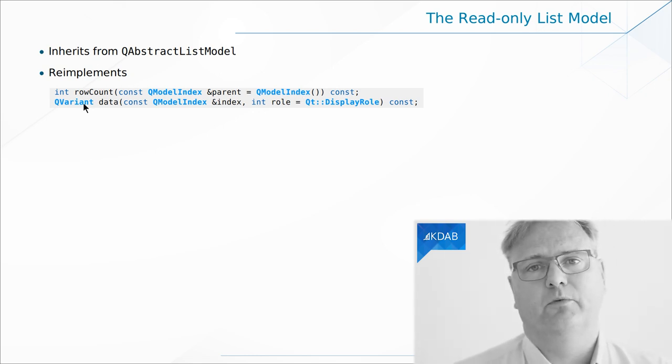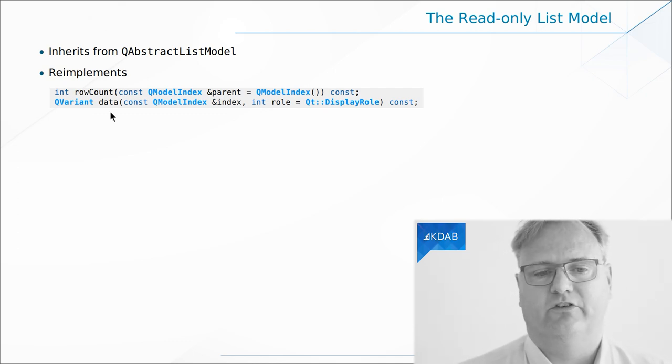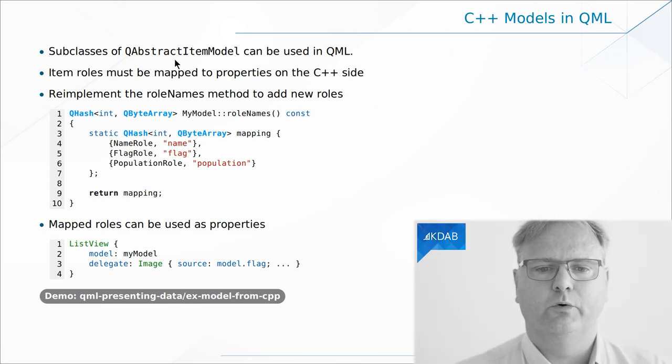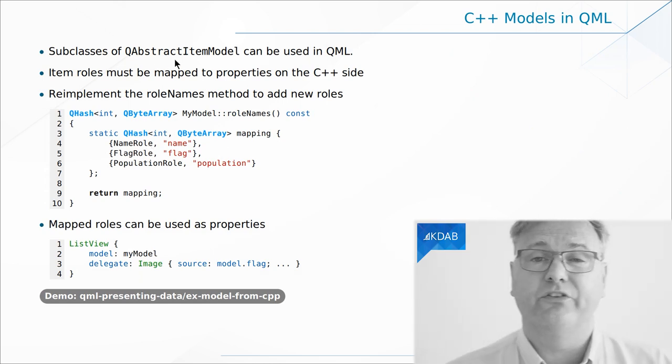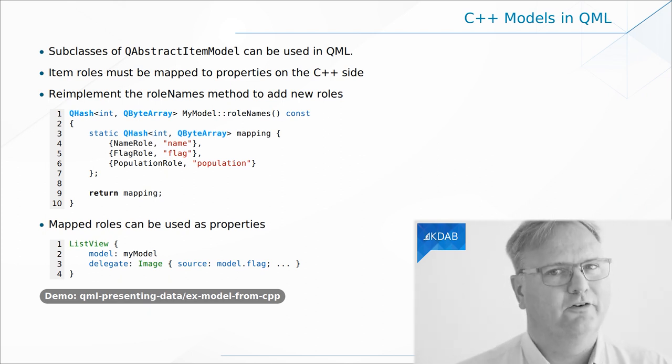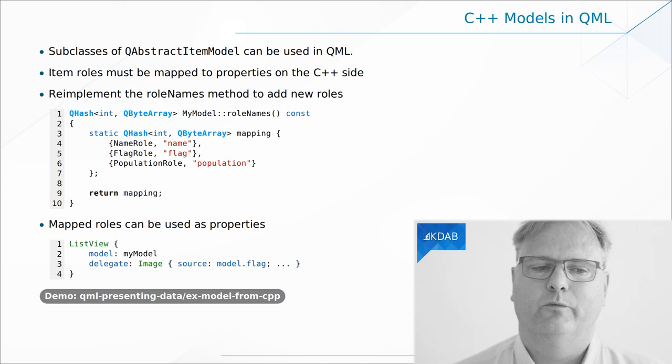If you haven't watched that episode on QVariant, now might be a good time for you to go back and watch that one. So you subclass from QAbstractListModel, then you export that model into QML. If you don't know how to do that, there's also a video on that. So go back and watch that.